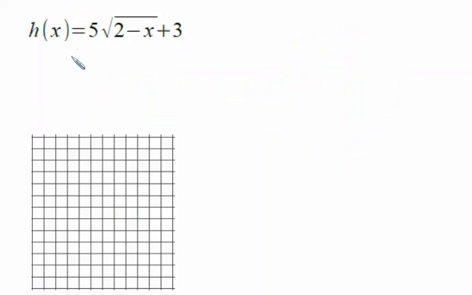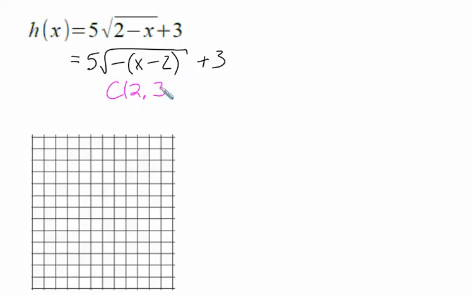Here's h of x. So first thing that we're going to do is fix this up. When we factor out the negative inside of the square root, well, it's just going to be a positive x, but the 2 is going to become negative. So in this problem, our center point is at 2, 3. We're opening up and we're opening to the left. Now why is that? Up because it's a positive 5 outside of the square root. To the left because we had a negative inside of the square root.